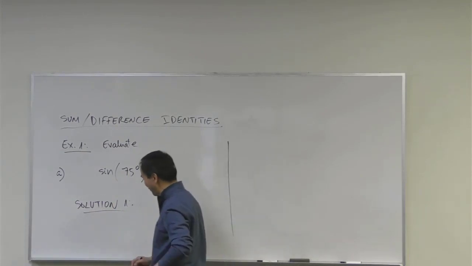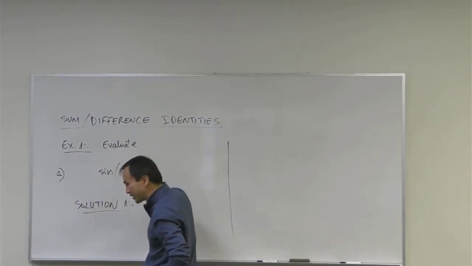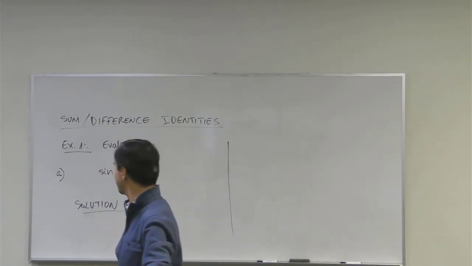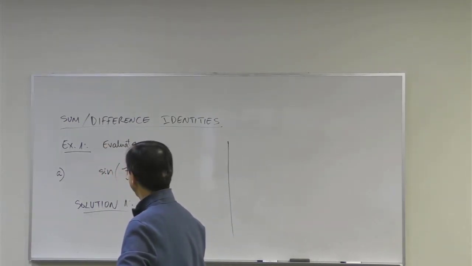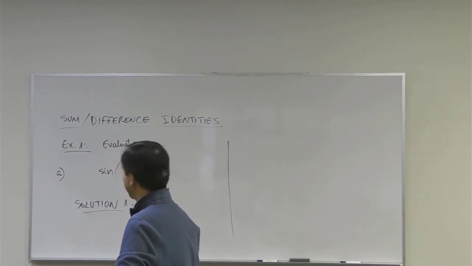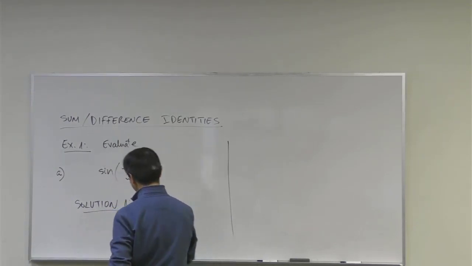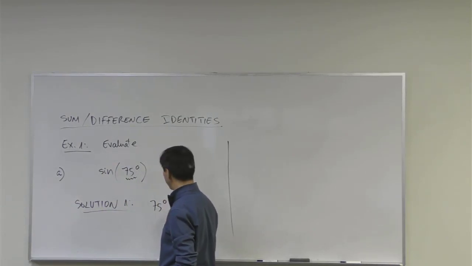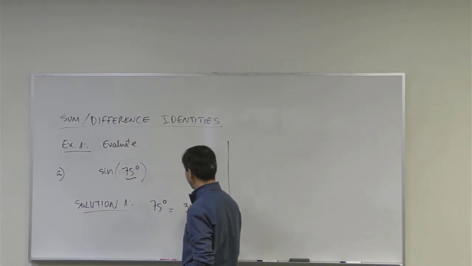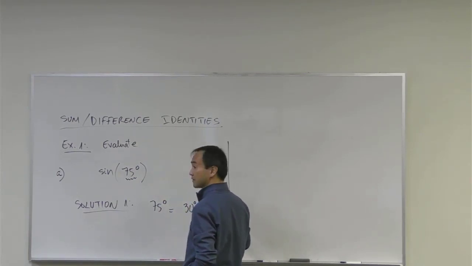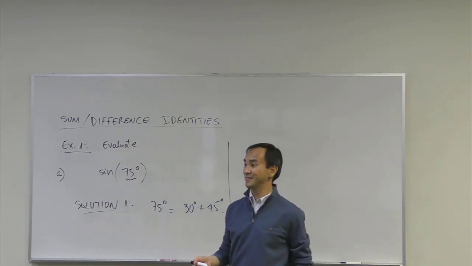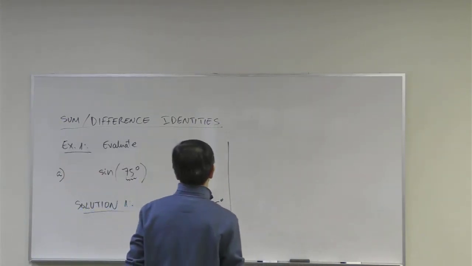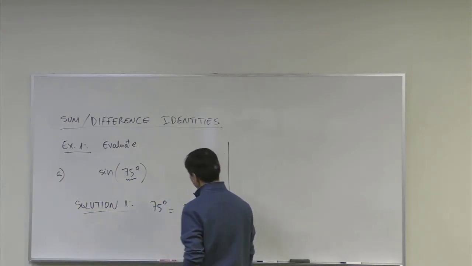But in solution number one, the first thing, the angle is 75 degrees. Do you see the angle among the common angles on your unit circle? No, we don't. 75 is not on the unit circle. So in solution number one, we think of 75 degrees as a sum of 30 degrees and 45. You guys see that? We see that as a sum. That's the usefulness of the sine of a sum formula.